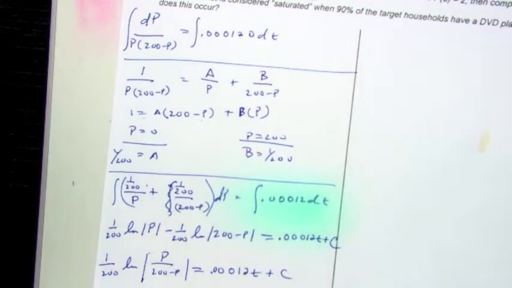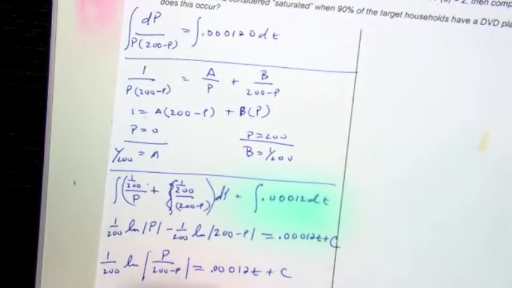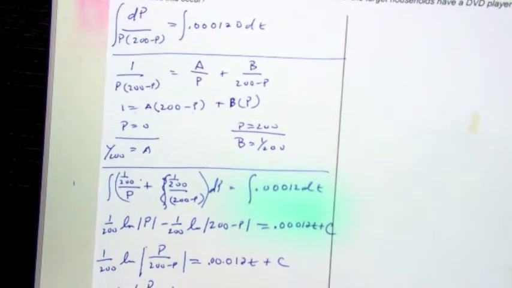All right. Simplest way to handle this now is let's get rid of that 200. So I get the natural log of the absolute value of P over 200 minus P is equal to, well, when I multiply by 200, I get rid of two of the zeros and I double that. So that's going to be 0.024t plus C. And when I multiply this by a constant, it's still just a constant. Okay?